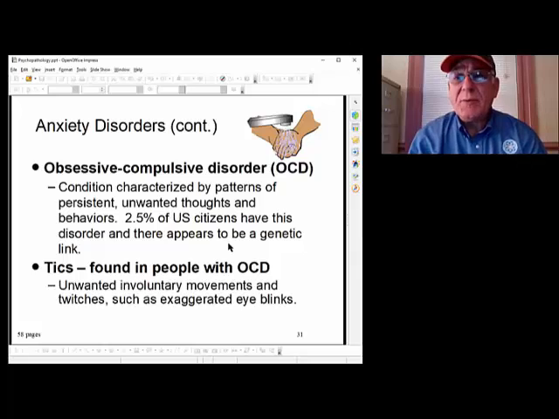But we put them together because we mostly see them together, a condition categorized by patterns of persistent, unwanted thoughts and behaviors. 2.5% of the population has this disorder, and there appears to be a genetic connection, a genetic link, which means if your mother and father have it, then you have a higher chance than the normal population of having it. They also have tics, not the blood-sucking animals, but the tics are little movements that they can't control. And Tourette syndrome also has these tics as well. So unwanted involuntary movements and twitches such as exaggerated eye blinking.